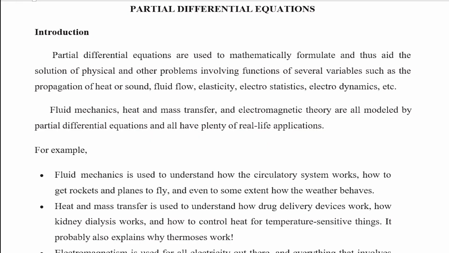First, we see the introduction of partial differential equations. Partial differential equations are used to formulate mathematically, and thus aid the solutions of, physical and other problems involving functions of several variables, such as the propagation of heat or sound, fluid flow, elasticity, electrostatics, electrodynamics, etc. For example, fluid mechanics is used to understand how the circulatory system works, how to get rockets and planes to fly, and even to some extent how the weather behaves. Similarly, some examples are given below.